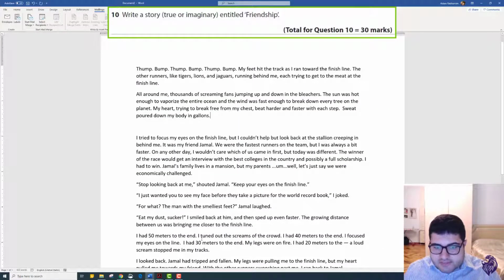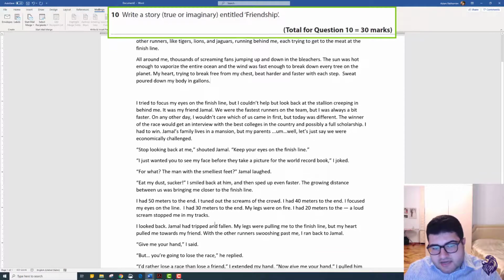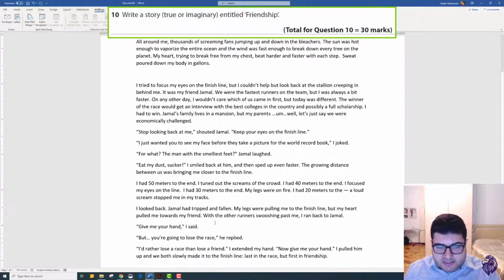Then sarcasm. I didn't get sarcasm in here. I wasn't successful at it, but again, it was something that if you can work in, great. If not, it's not a huge problem, because there's definitely a lot of other things.